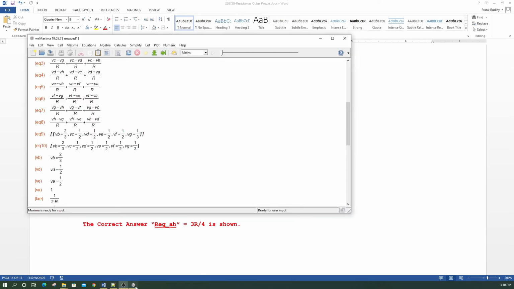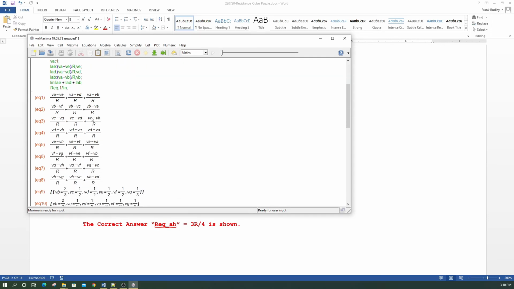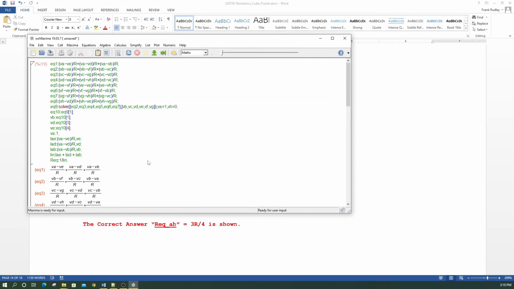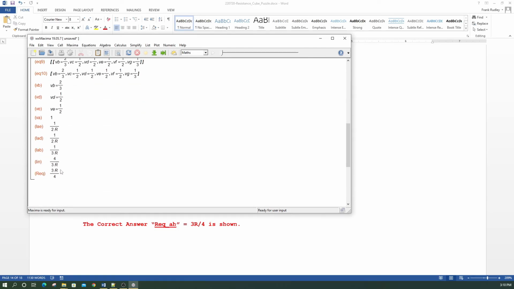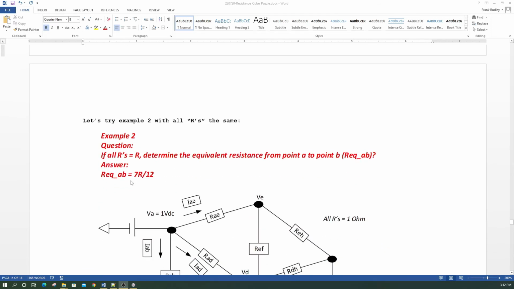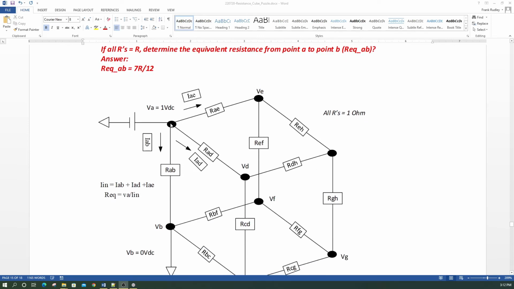So going back to Maxima, you can see this in here also when I solved the equations. So this is all my inputs, and this part over here is a way just to get those 3 currents to get my equivalent resistance. So it goes through all the steps, and this is my answer here. So now we're going to try example 2, which we determined. Example 2 is the equivalent resistance between point A and B, and we determined it was 7R/12 if all these resistors were equal to R, all 12 resistors.